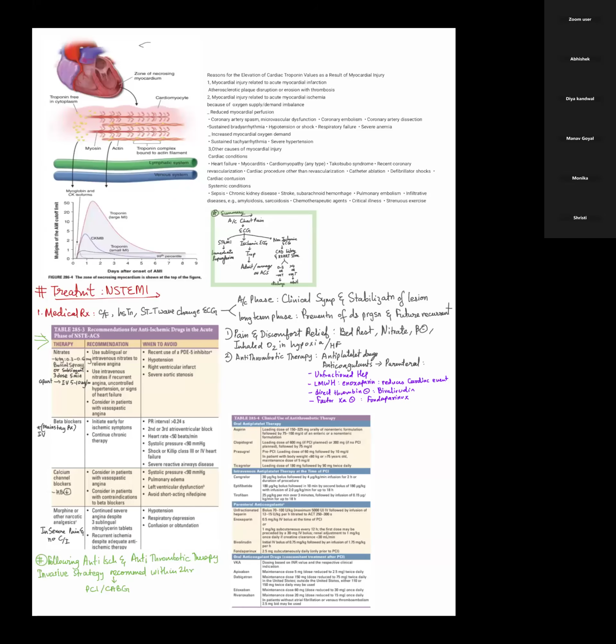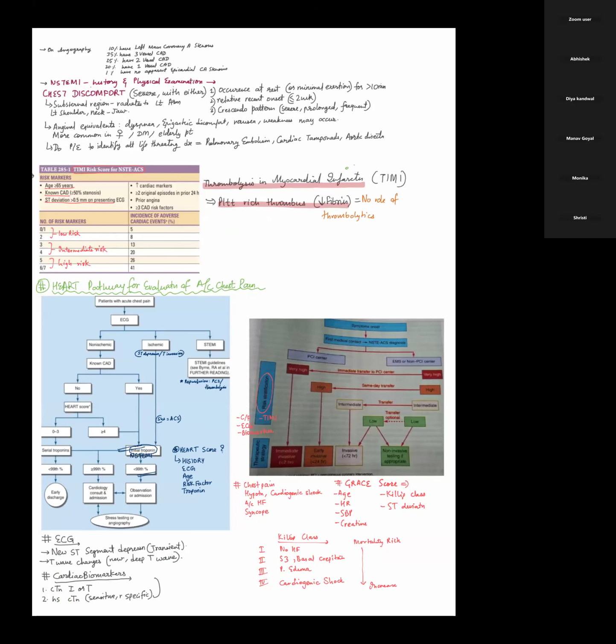Next, coming to the cardiac markers. Yes, Maithili, I just wanted to interrupt you a bit here. Basically, the point here is what exactly is your center? If your center is, say, a medical college equipped with a PCI center, then you don't have to worry much about anything. You just take the patient.